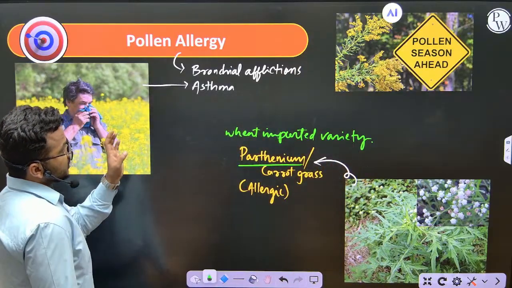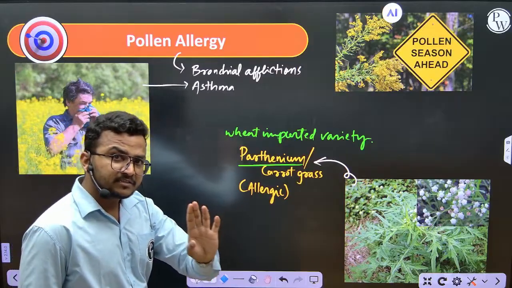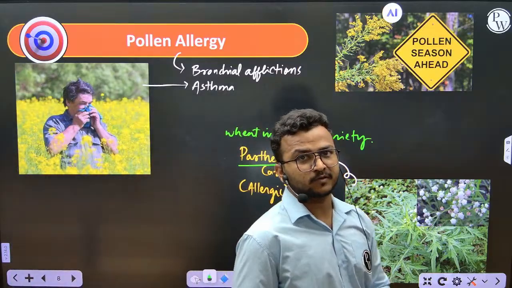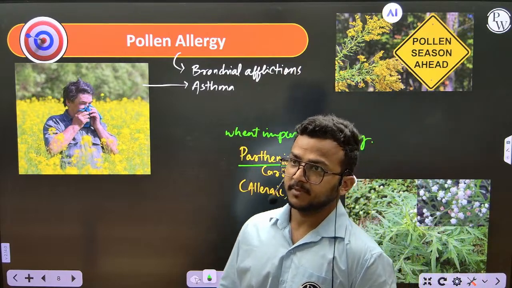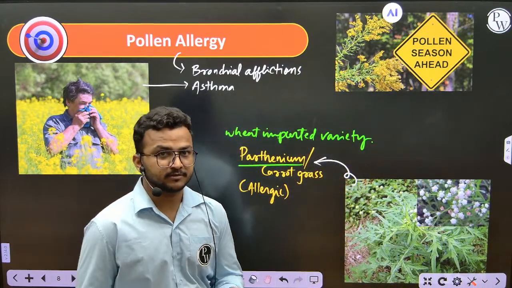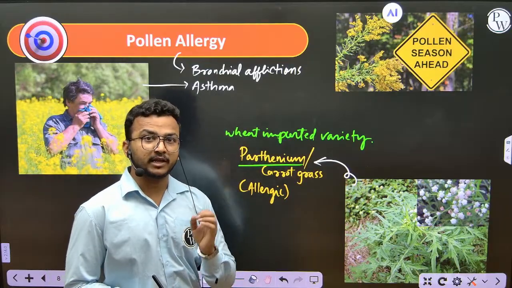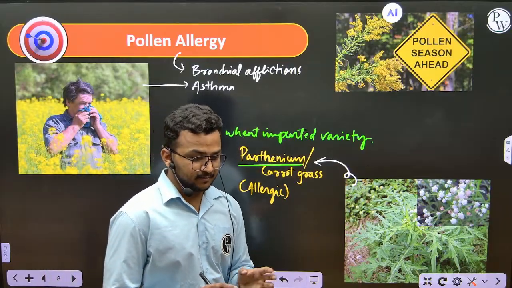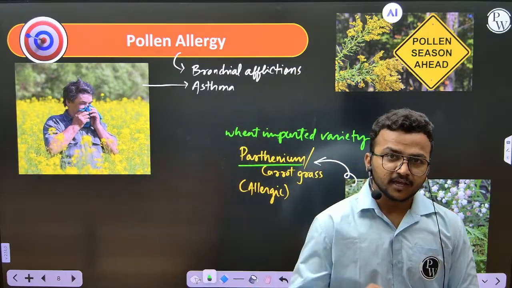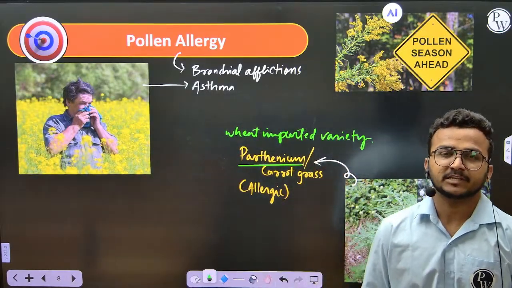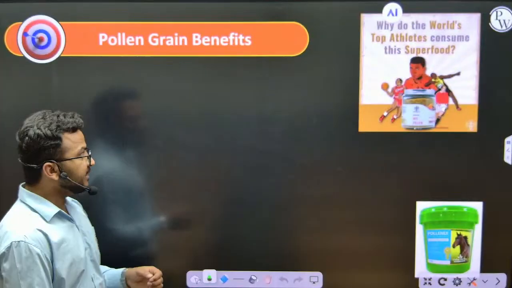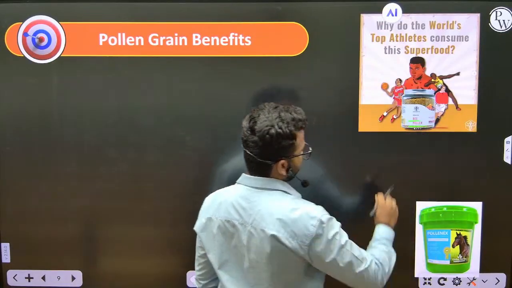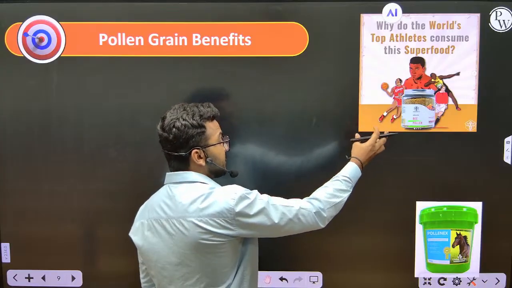So do pollen grains only have demerits or harmful effects? I don't think that pollen grains only have harmful effects on humans. Some pollen grains are useful also, beneficial in nature. You can see here, this is bee pollen. Some companies sell bee pollen grains.